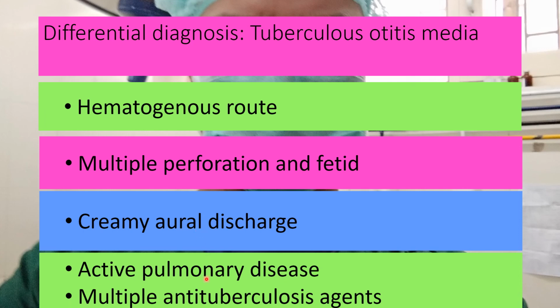And active pulmonary disease, multiple antituberculous agents. If there is a history of multiple antitubercular agent (ATT) intake, active pulmonary disease, creamy aural discharge, multiple perforations, and every suspicion of hematogenous spread from active pulmonary disease, that may lead to tuberculous otitis media. Tuberculous otitis media may be one of the differential diagnoses of CSOM, but it is not so common, it is very rare. So don't come to this point in the beginning and say it is tuberculous otitis media. No, first say what the common causes are.